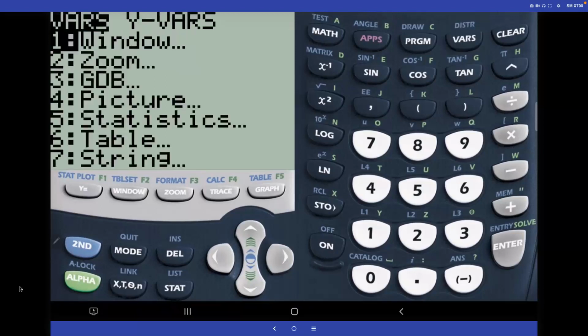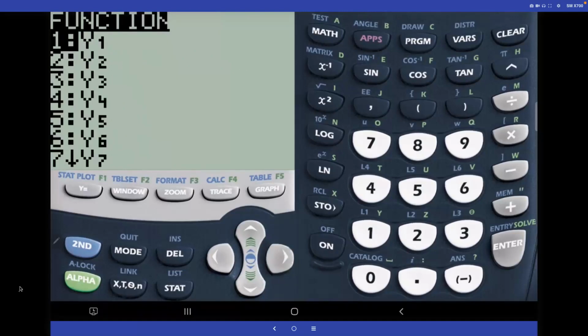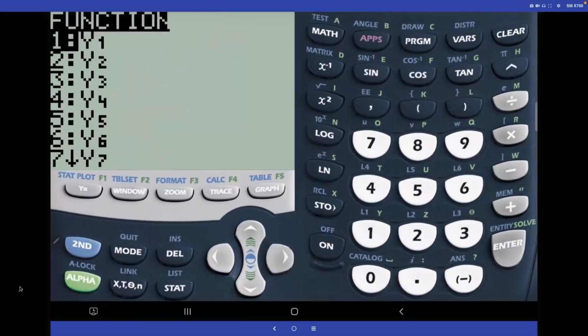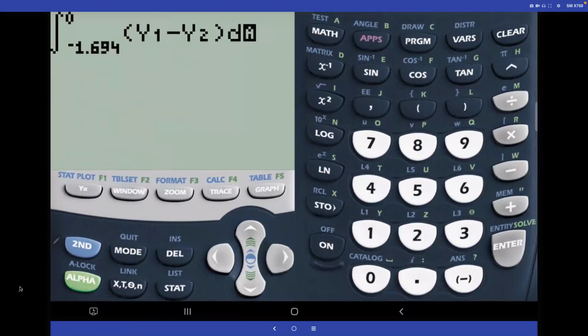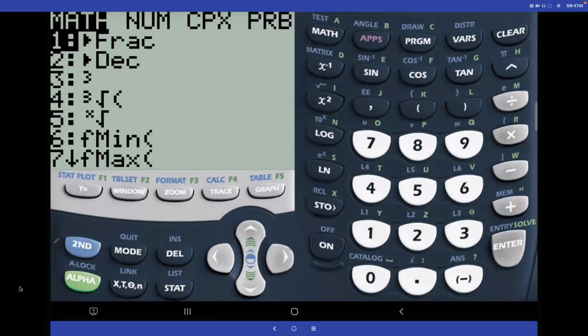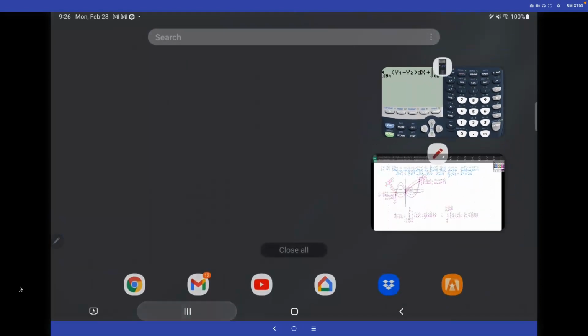So you go to vars. It's a y variable, so scroll over to y variable. Their functions. So y1 minus y2. And then I can either find this value, or I can just go ahead and keep going. Add math 9. And do the other integral.